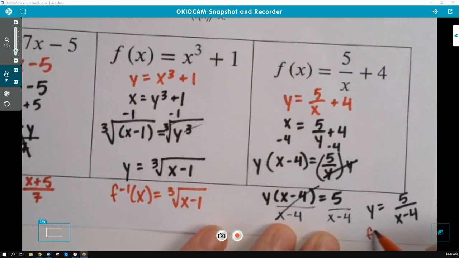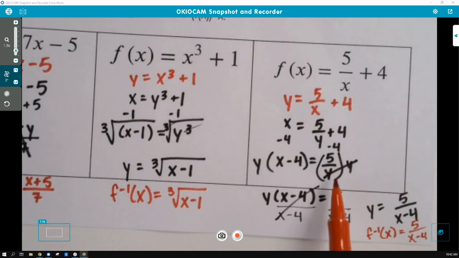And then we can switch that out to be f inverse of x equals 5 over x minus 4. So Lilia asked, could we not just divide by 5 here? You could divide by 5, but then y would be in the bottom of the fraction, so you would have to flip both sides. You would end up with the same thing, though.